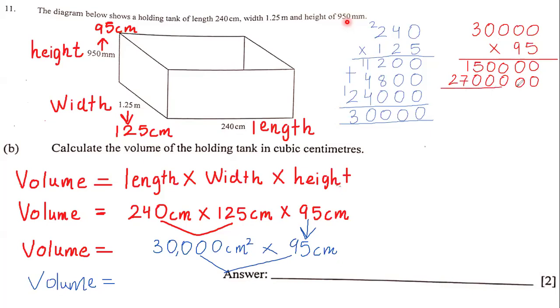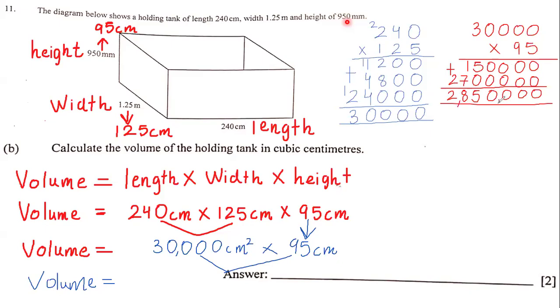All right. Plus, 0 plus 0 is 0. 0 plus 0 is 0. 0 plus 0 is 0. 0 plus 0 is 0. 5 plus 0 is 5. 1 plus 7 is 8. 2 plus 0 is 2. Very good. 2,000,000. And so this is going to be 850,000.